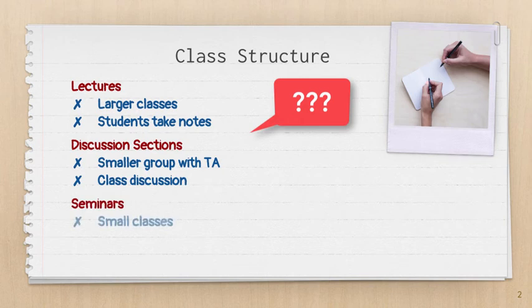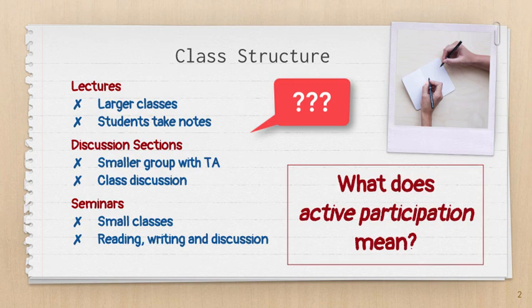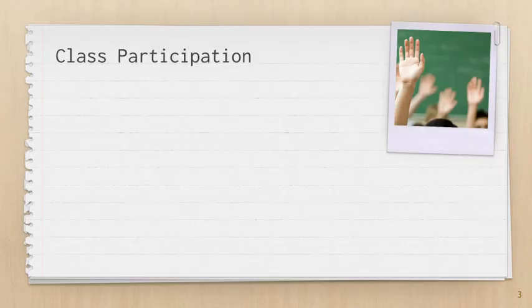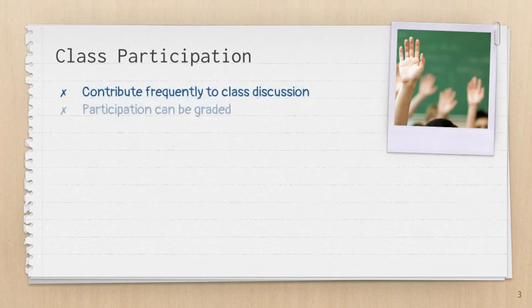Seminars are smaller classes that are usually focused on a more specific topic. They often involve a lot of reading and writing, and students are expected to actively participate in the class discussion. So what exactly does active participation mean? In the U.S., students are expected to contribute to the class discussion on a frequent basis and can even be graded on their participation. When students have something to share, they will raise their hand.